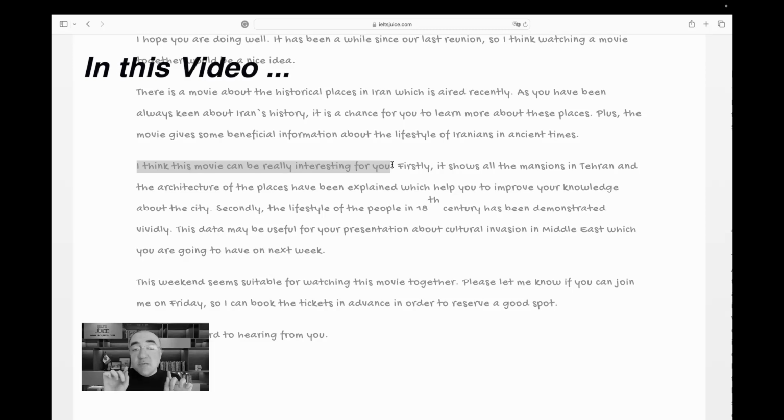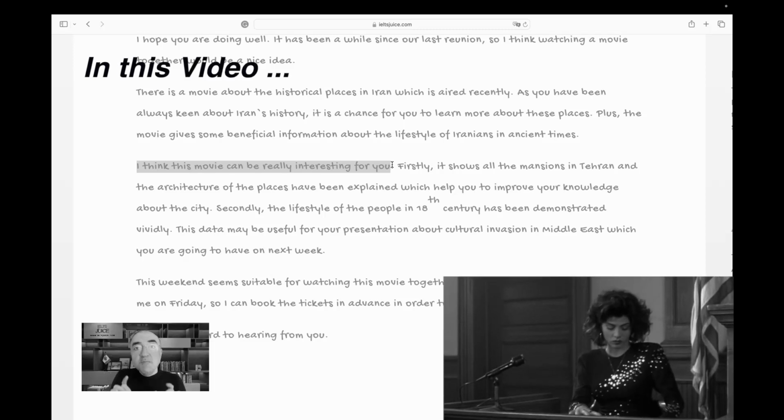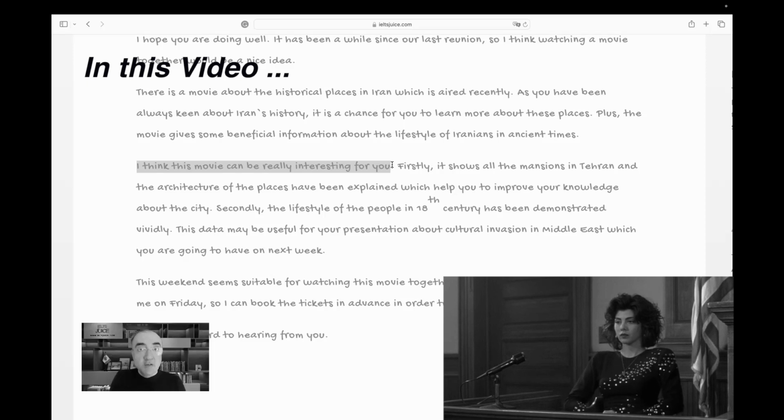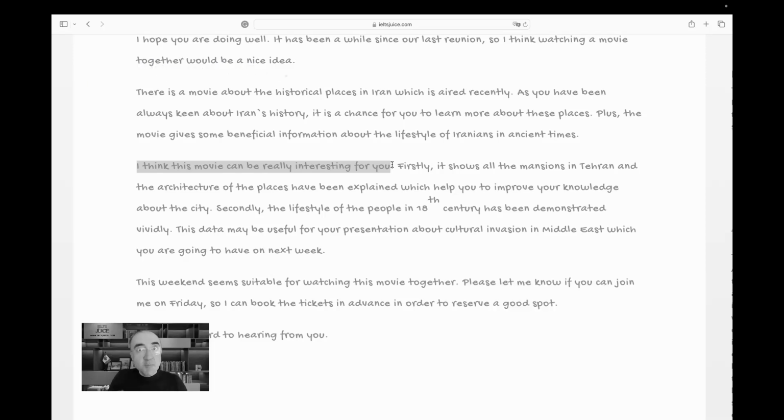We are witnessing the correct use of paragraphing in task 1. This is not common, guys.